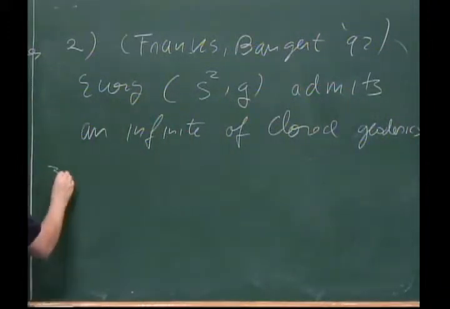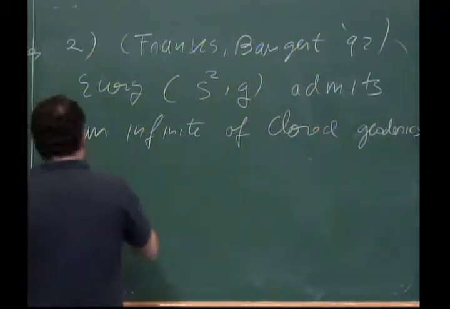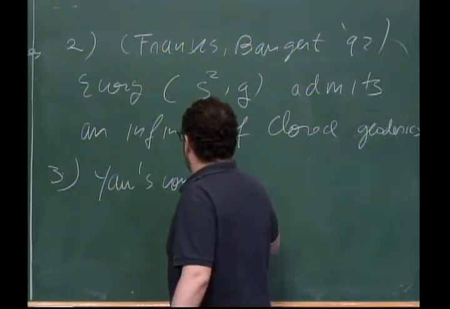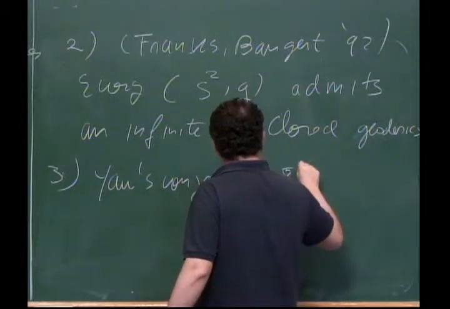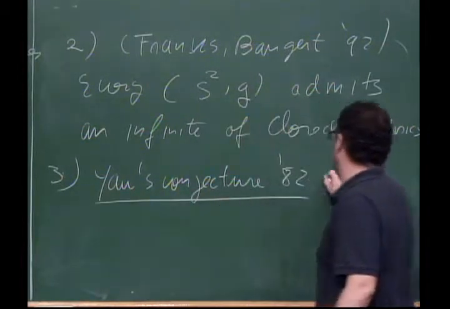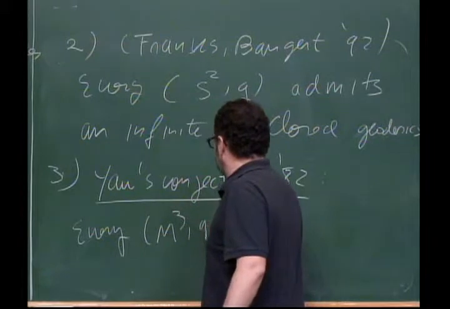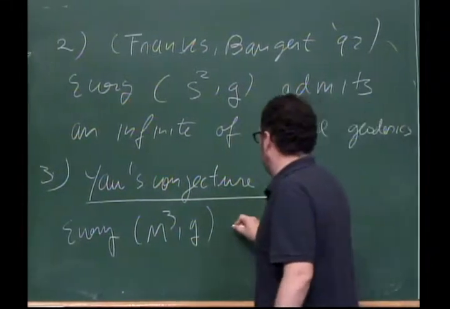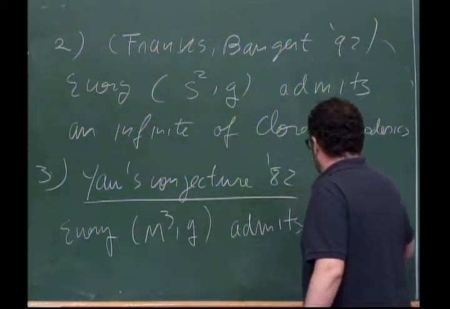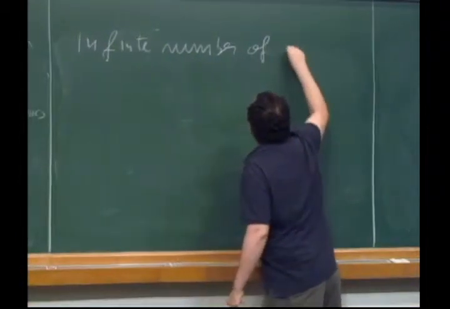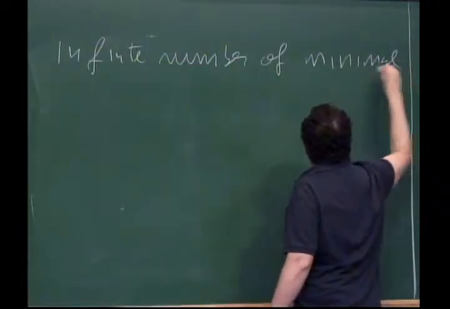And the third remark, which Fernando also mentioned, is that we were motivated by a conjecture of Yau from '82, and Yau's conjecture was that every compact three-manifold admits an infinite number of minimal immersed surfaces.